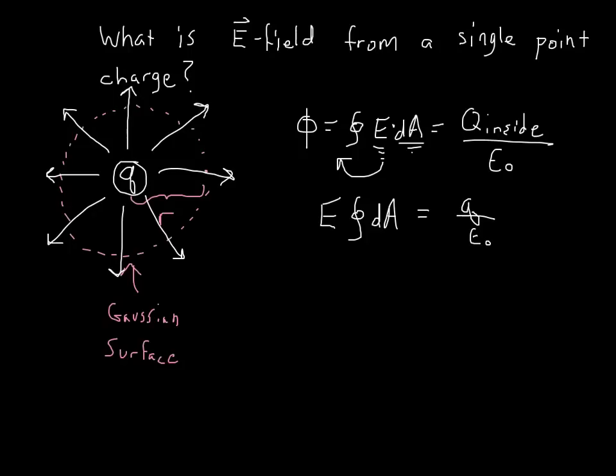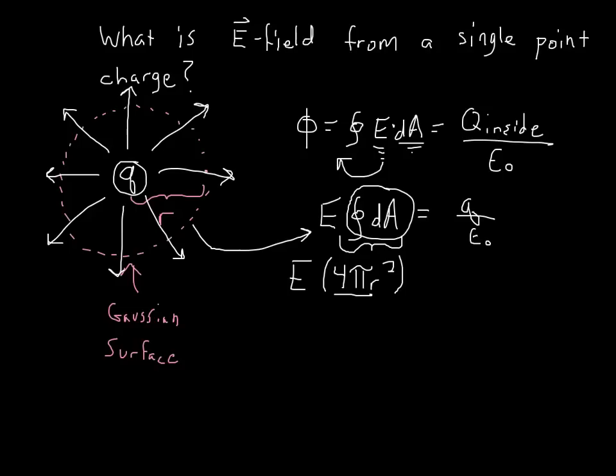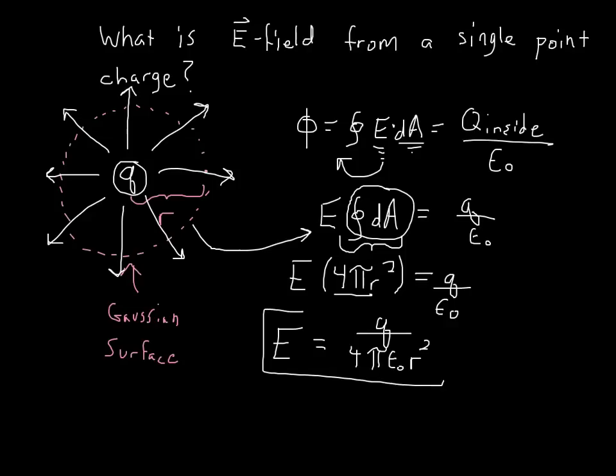So now the only thing left is to figure out what this closed surface integral over dA is. What is the area of a sphere? What is the area that these lines are passing through? That's just the surface area of a sphere. I integrate over the surface area of this Gaussian surface, and I find 4 pi r squared. And that's going to be equal to Q divided by epsilon naught. This gives me that E is equal to the charge divided by 4 times pi times epsilon naught times r squared. I did this all using Gauss's law.